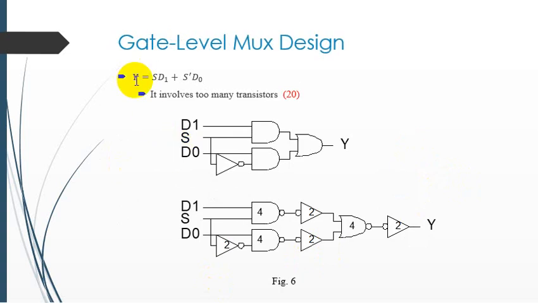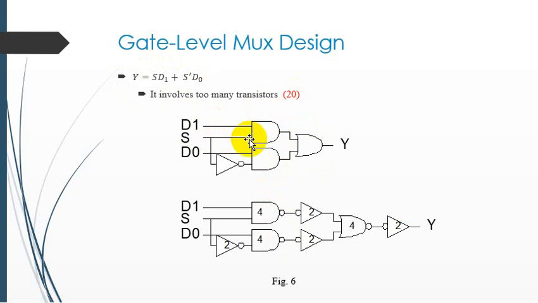It's the equation of the 2x1 multiplexer. This is the basic equation of our multiplexer. If we redraw this equation with the help of the basic gates or the bubble pushing method, then you can see that about 20 transistors are involved in it. So it becomes a very complicated circuit.